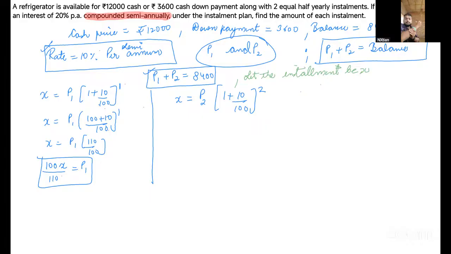If you didn't understand, please ask me. But sir, X is the amount, no? Because amount is equal to P into 1 plus R upon 100 to the power of 10. Why does it become like that? I will tell you that reason also.